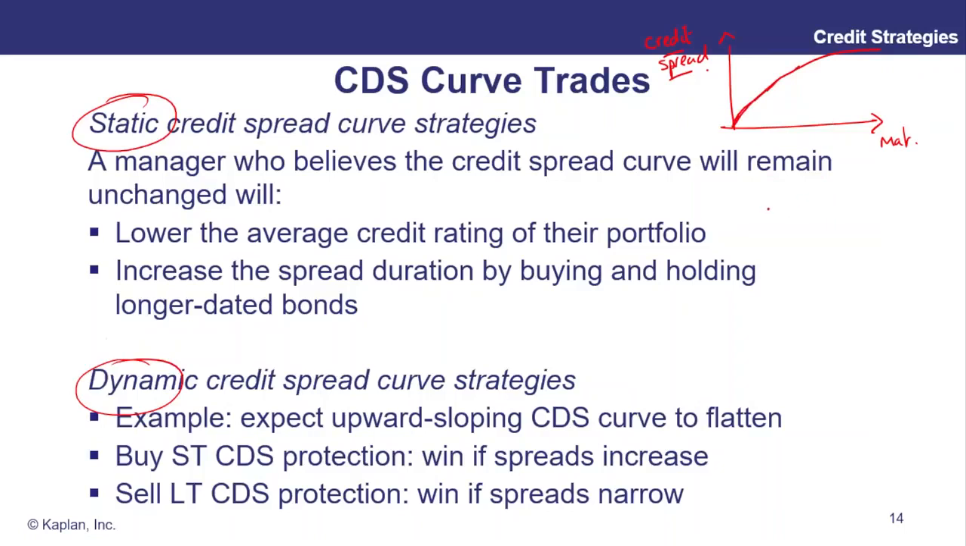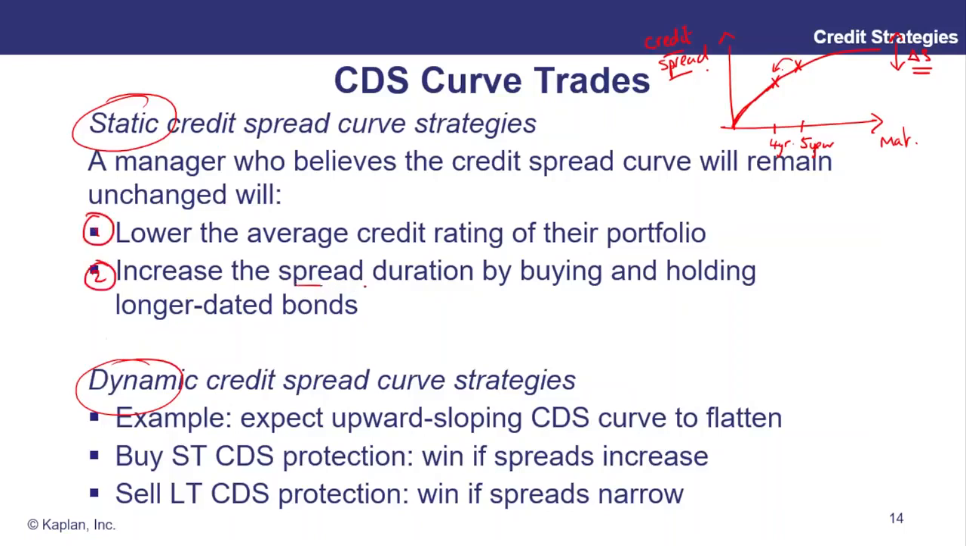So a manager who believes the credit spread curve will remain unchanged could buy a 5-year CDS now, and in 1 year's time, if the curve hasn't changed, you'll be here. Spreads will have fallen, which is good if you're buying protection, but you're not getting any shift in the curve, which is your view. There's no delta S of the curve shifting up and down across the whole curve. So there's two ways you can try and profit from this view. Let's deal with the second one first.